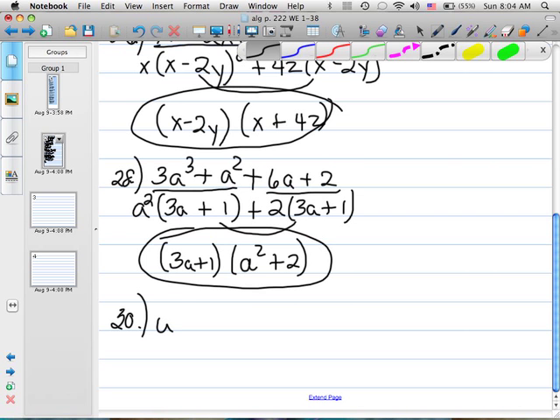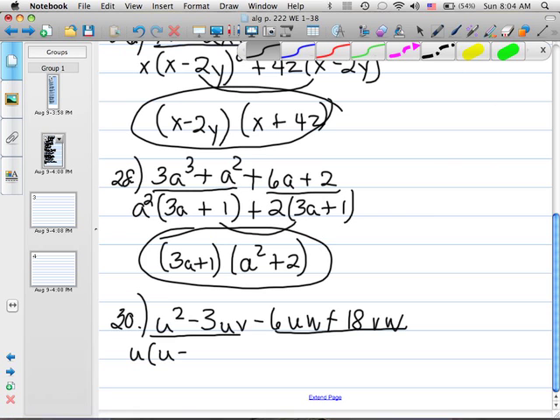Problem 30, u squared minus 3uv minus 6uw plus 18vw. Pair them up, group them. From the first pair, the most I can take out is a u, so it'd be u minus 3v. Checking signs, positive, negative. This is negative, positive. So to avoid pulling out a negative and having these binomials be opposite, take out the negative now.